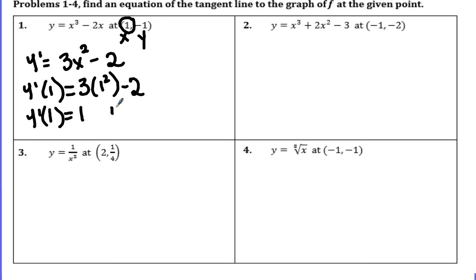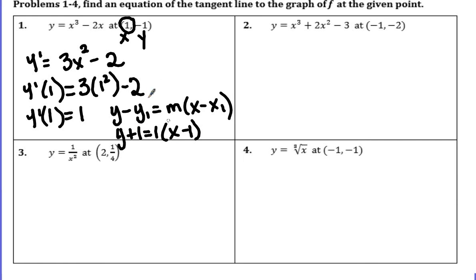So when you guys are writing it, it's y minus y1 is equal to m(x minus x1). And so my y value is 1. My slope is 1. My x value is 1. And again, just like you guys saw in the notes, we typically just bring this over here. So you get y is equal to 1(x minus 1) minus 1.